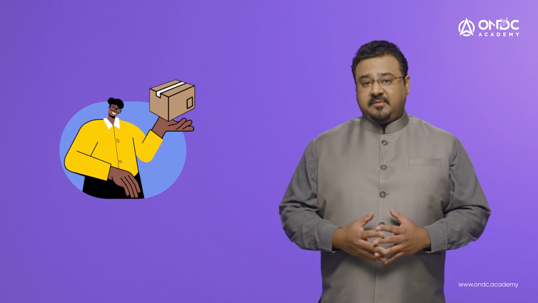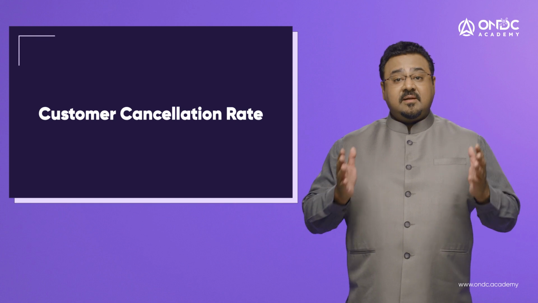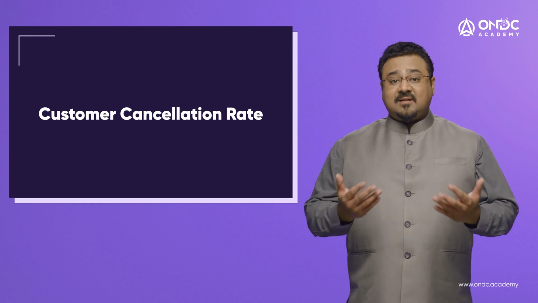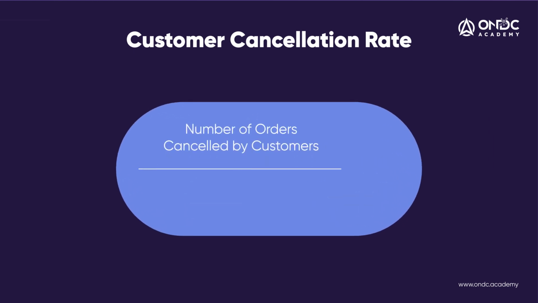While following the guidelines to address different buyer order cancellations, you must ensure that the sellers are performing. It is important to measure their performance with the help of metrics. Here is a formula which can be used to measure and monitor the performance at the seller and seller network participant level, and corrective measures can be taken if these metrics worsen. This metric is called the customer cancellation rate. It helps you track customer cancellations. To calculate this, simply divide the number of orders cancelled by customers by the total orders confirmed, multiplied by 100.